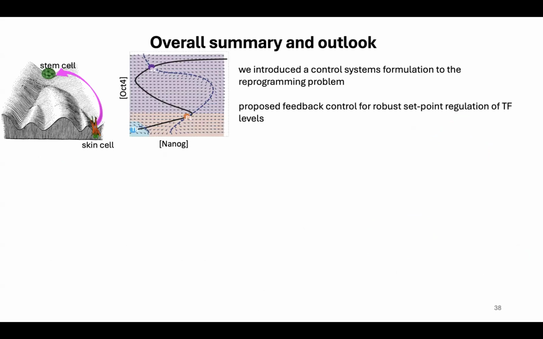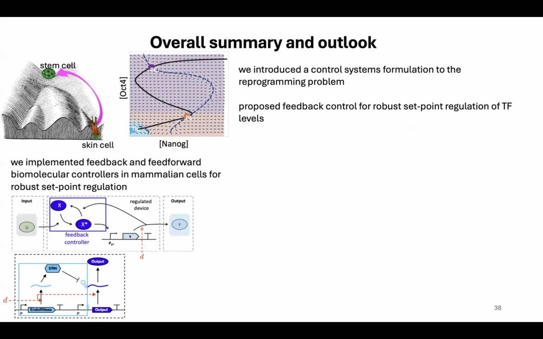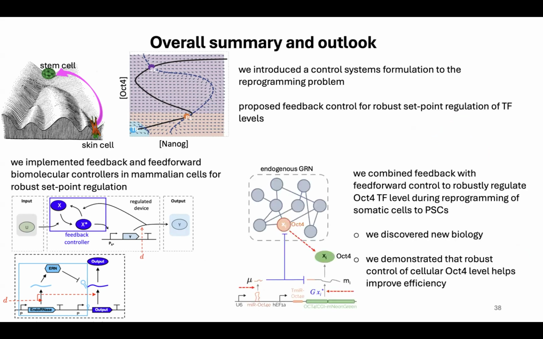So, in summary, we recast the problem of reprogramming as a dynamical system problem and a control system problem. We engineered biomolecular feedback controllers for mammalian cell applications to have robust control over transcription factor levels. And we combined feedback with feed-forward control to robustly regulate OCT4 level for iPS pluripotent stem cell reprogramming.